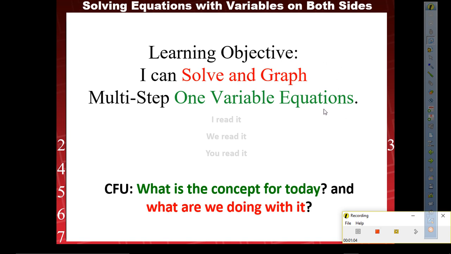However, our objective for today: I can solve and graph multi-step one variable equations. Read together. 1, 2, 3. I can solve and graph multi-step one variable equations. And we don't need a Frayer model since we already know what one variable equations are. Yes? Yes.